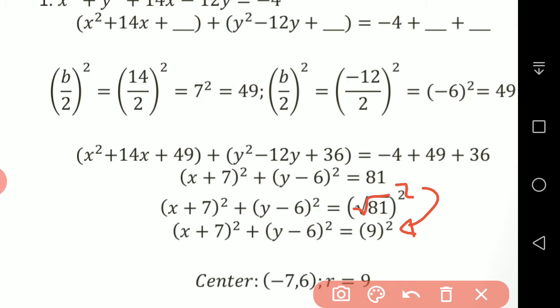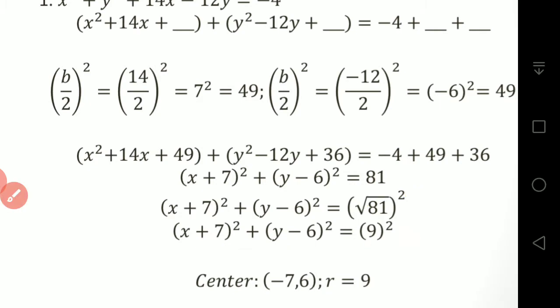So we already have gathered all the necessary information. Our center is negative 7, positive 6, and our radius is 9. Since r squared is equal to 9 squared, we can cancel that, r is equal to 9. Okay. We move on to the next example.